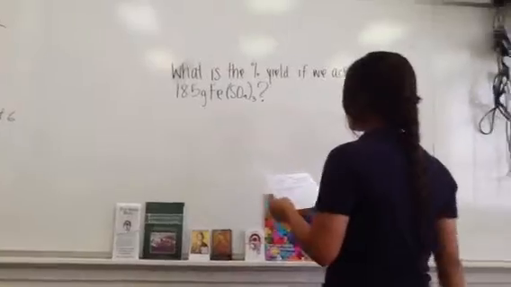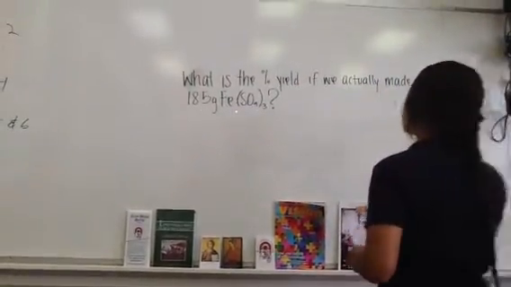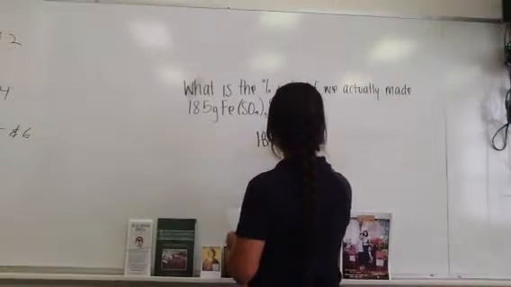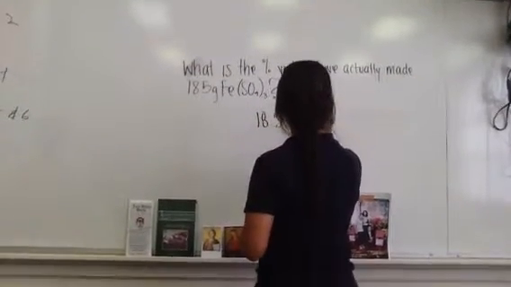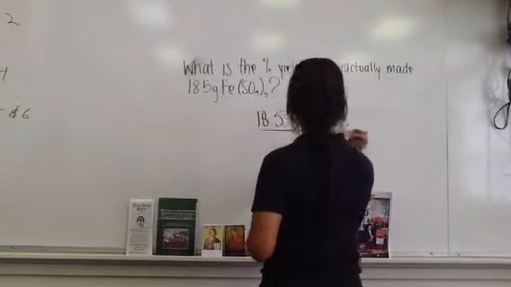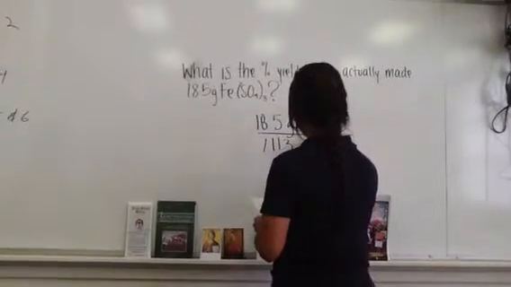Our next question is, what is the percent yield if we actually made 18.5 grams of iron sulfate? We start off with our actual yield, which is 18.5 grams of iron sulfate, divided by our theoretical yield, which is 111.3 grams of iron sulfate.